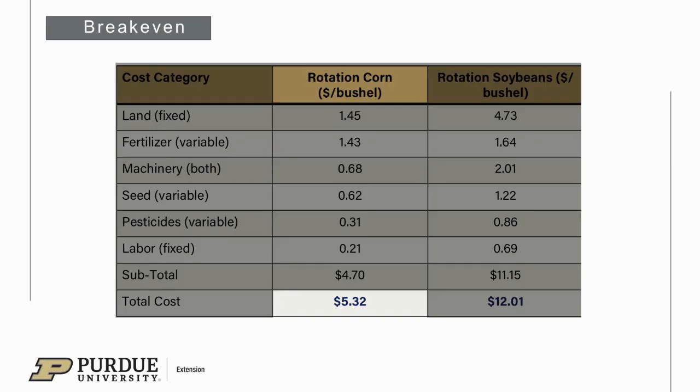The break-even price for this case farm in early December was $5.32 for corn and $12.01 for rotation soybeans. And so when we're thinking about marketing the '22 crop, which obviously we haven't even planted yet, but when we're thinking about looking at futures prices for the fall and winter of 2022, these are the break-even prices that we can use to examine that for this farm.